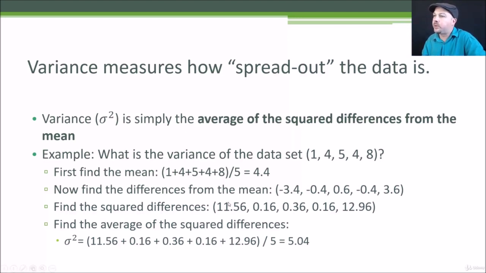So negative 3.4 squared is positive 11.6. Negative 0.4 squared is a much smaller number, 0.16, because that's much closer to the mean of 4.4. 0.6 is also close to the mean, only 0.36, but as we get up to the positive outlier, 3.6 ends up being 12.96. Okay? And to find the actual variance value, we just take the average of all those squared differences from the mean. So we add up all these squared variances, divide it by 5, the number of values that we have, and we end up with a variance of 5.04. Okay? That's all variance is.